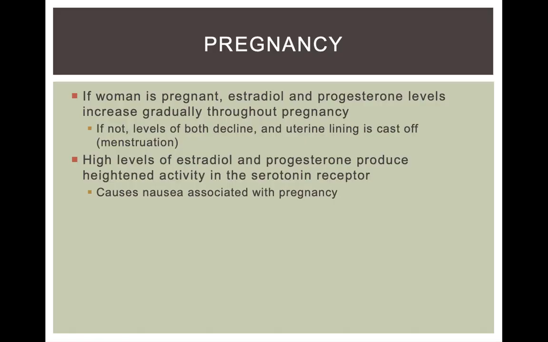If a woman is pregnant, estradiol and progesterone levels increase gradually throughout pregnancy. And if not, levels of both decline and the uterine lining is cast off, which is what menstruation is. High levels of estradiol and progesterone produce heightened activity in the serotonin receptors. And so serotonin has a lot to do with regulation and emotions, but it can also cause nausea that's associated with pregnancy for individuals.